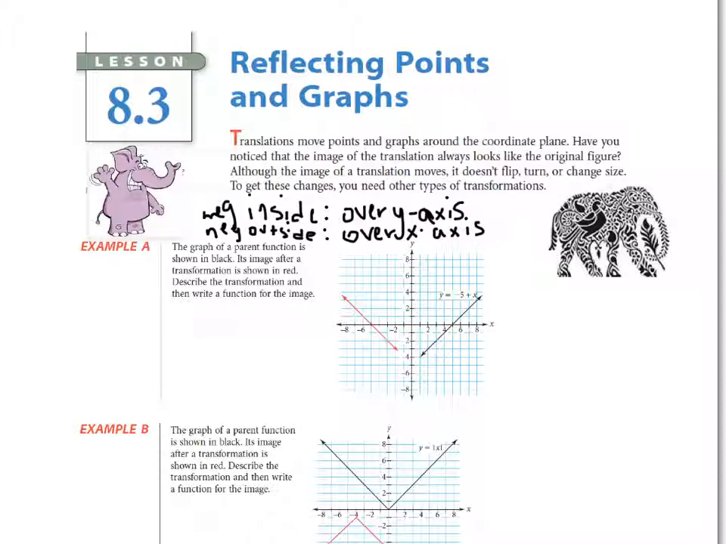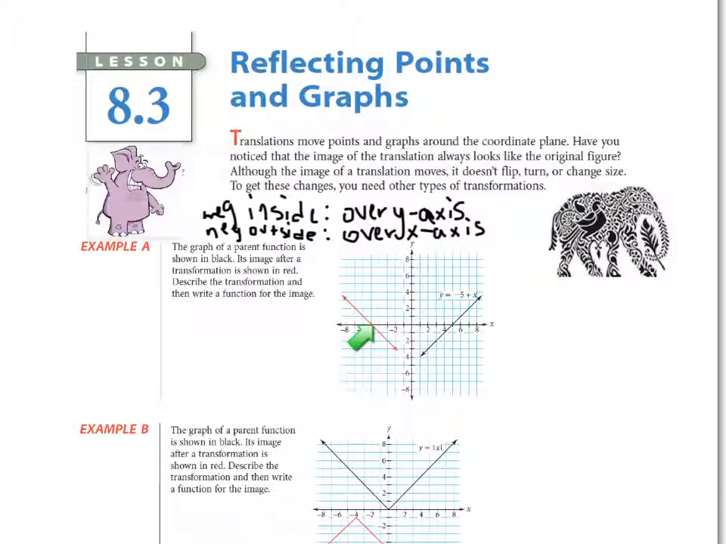So example A, we have the graph of our parent function, y equals negative 5 plus x in black, and its image is shown in red. First, we need to describe the transformation, and then we need to write a function. So if we look here, notice our x-intercept here is at 5, and then it's flipped over to negative 5 here.